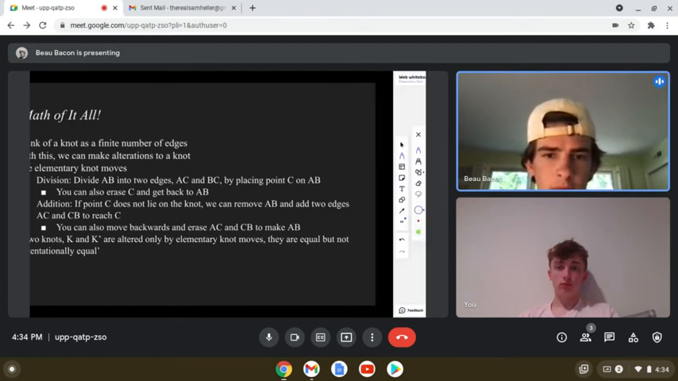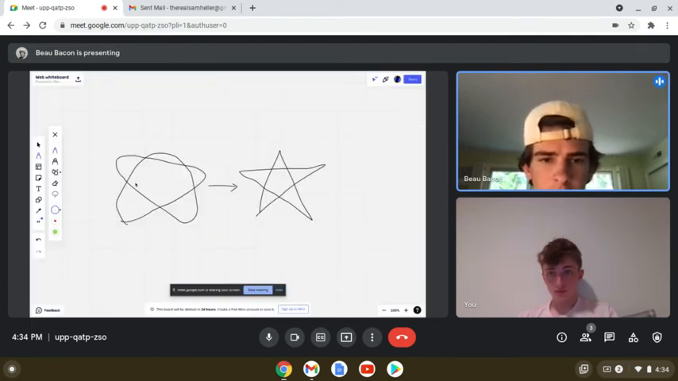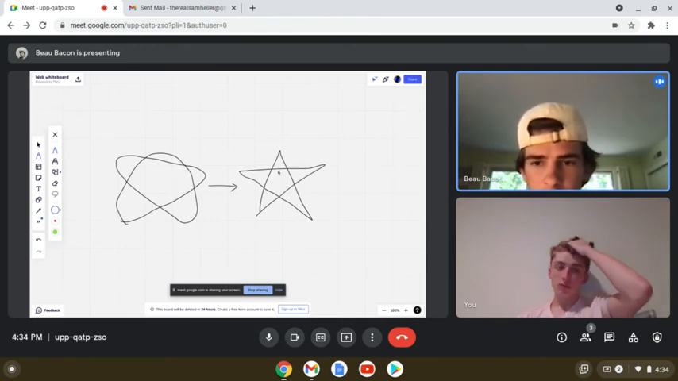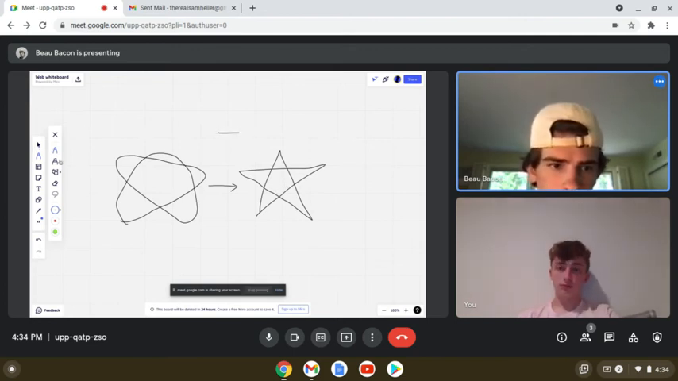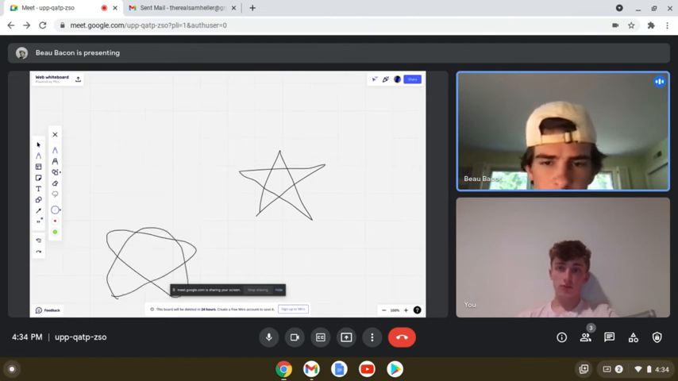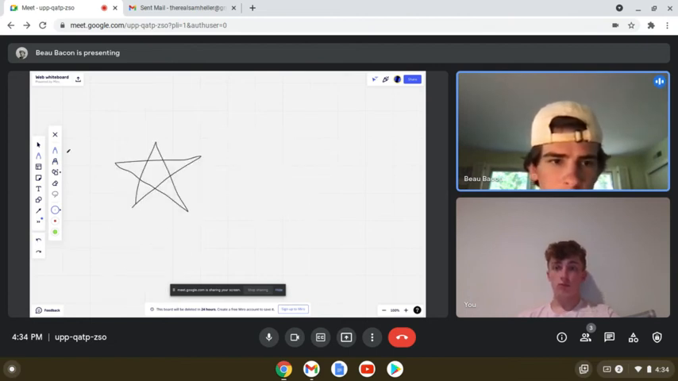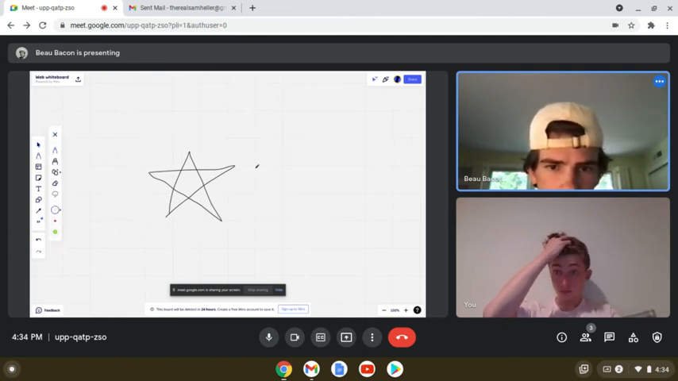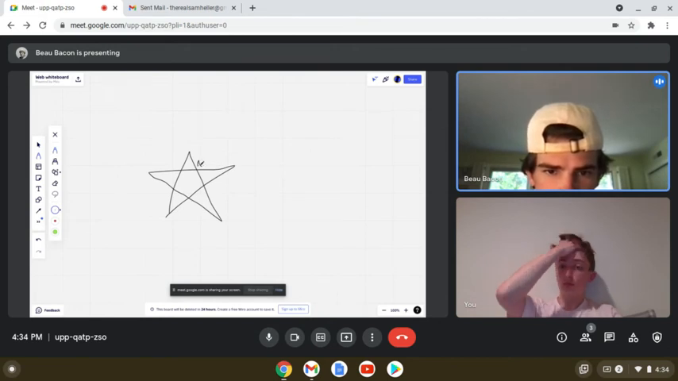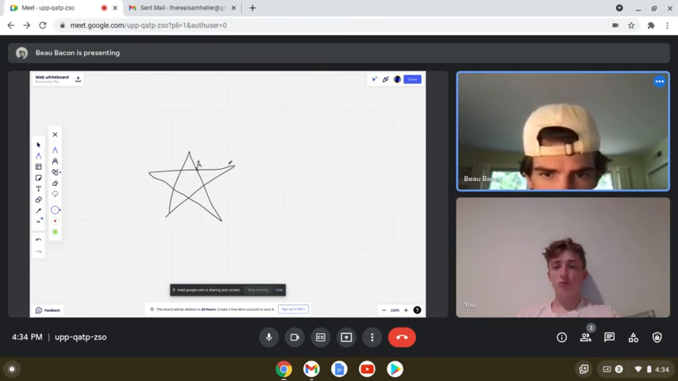So just to get started with this, we can see that we have an actual circular rounded knot here, and then we have multiple edges here. This is what we're going to be working with for this presentation. I'm going to just erase these really quick just so I can show you the first elementary knot move. So if we start right here, we have A, which is this point right at this corner, and B right here.